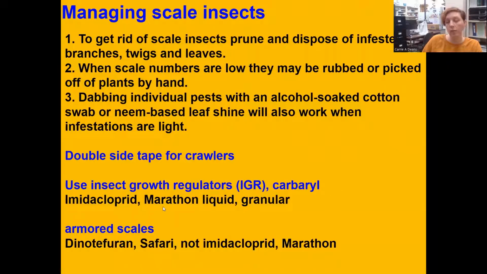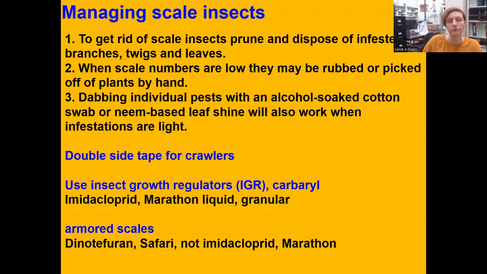But again, this isn't going to work for armored scales because they're feeding on just the cell contents. And so systemic insecticides will be found in the phloem and potentially the xylem, other parts of the plants, but they're not going to be present in specific plant cells. So these aren't really options for armored scales, but can be used for soft scales. For armored scales, there are some other chemical options, but as we mentioned, it can be very hard to make effective contact with scales and these chemicals because of their waxy coating.